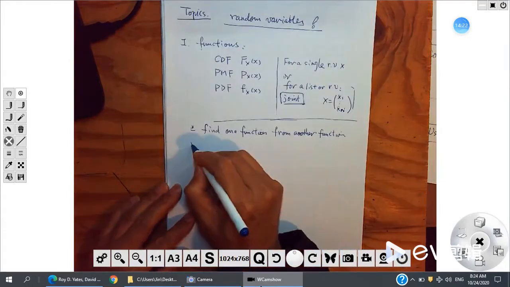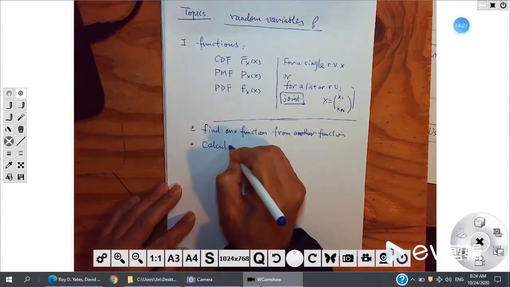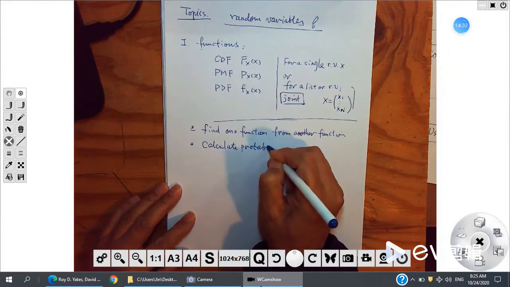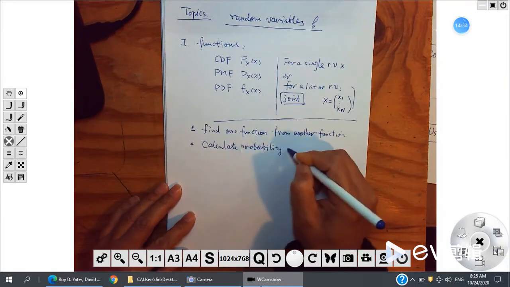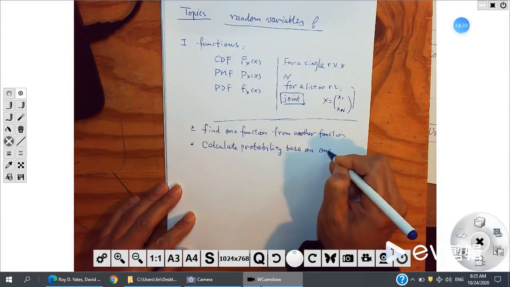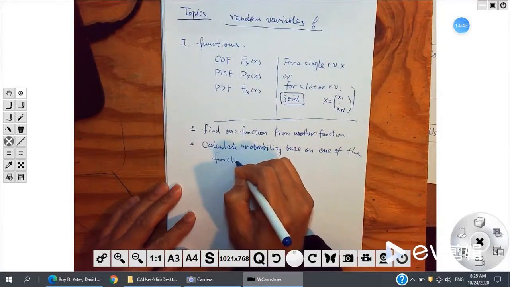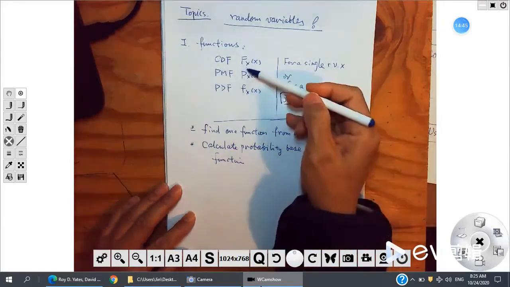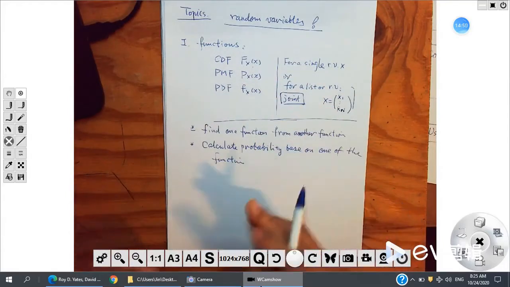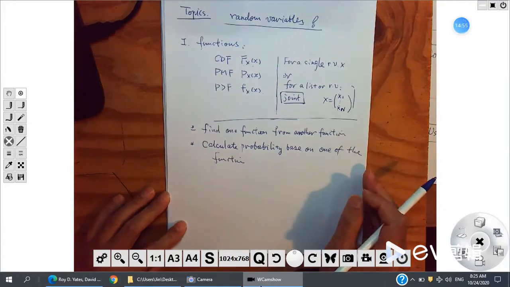And another thing is you want to calculate probability based on one of the functions. If you know one of them, and you are asked for the probabilities of some event.